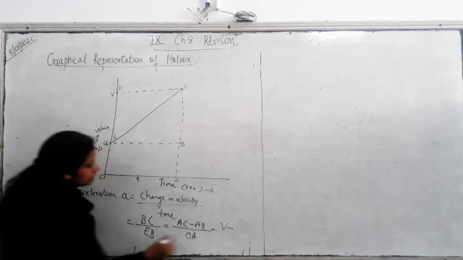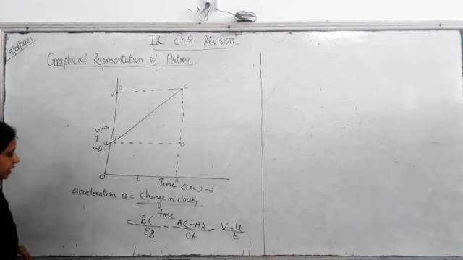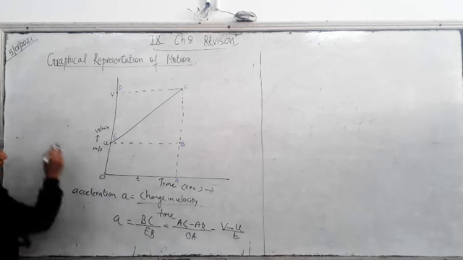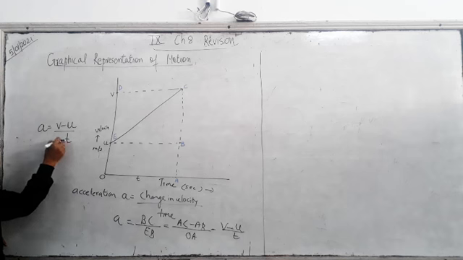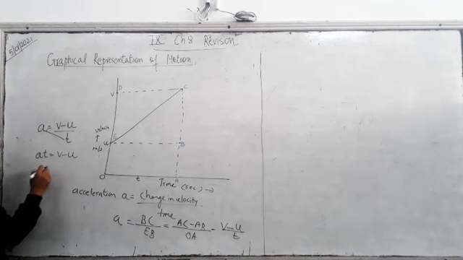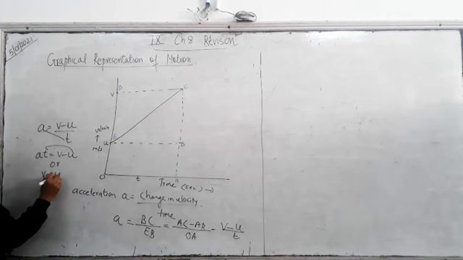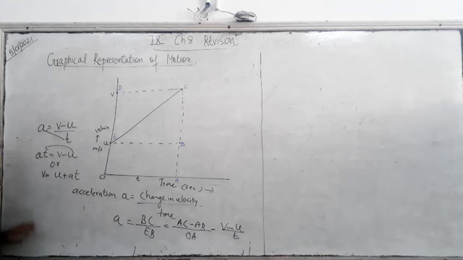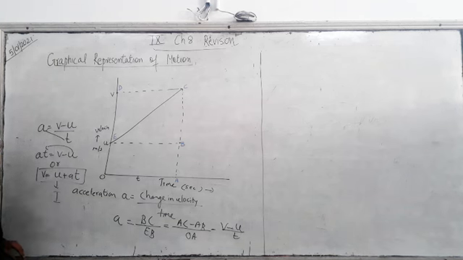So V minus AB. What is your AB? O to U, that is U, divided by T. So what I can write, and this is A. So what I can write is A equal to V minus U upon T. So cross multiply, so AT equal to V minus U, or if I take U in this direction, I can write V equal to U plus AT. So this is your first equation of motion.